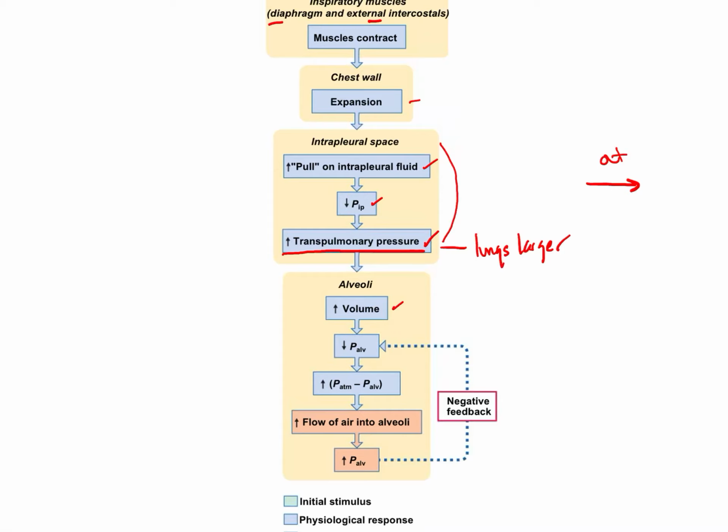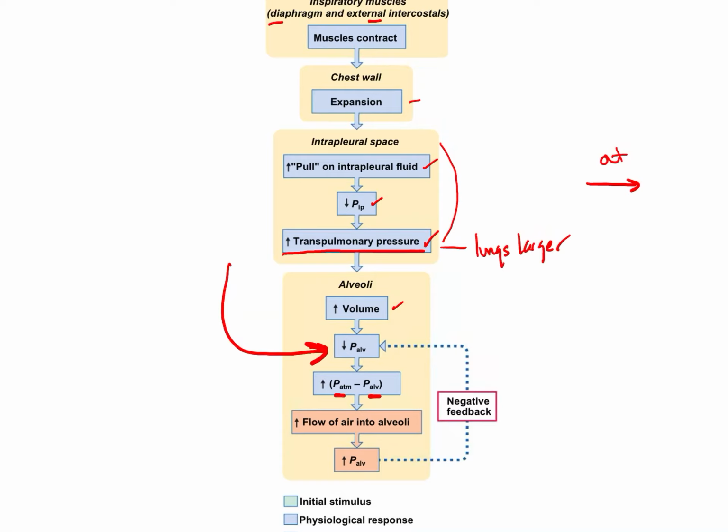In the alveoli, we're going to increase the volume of the alveoli. The alveoli also change, so they can get small and big. Increase the volume, it's going to drop the pressure, so the air is going to go in there. If the pressure of the alveoli dropped, then the air is going to flow towards that negative pressure.